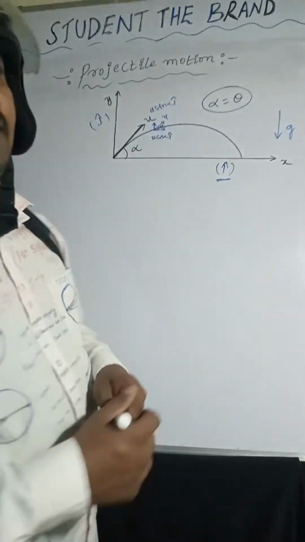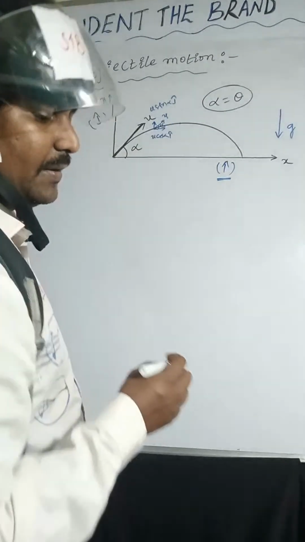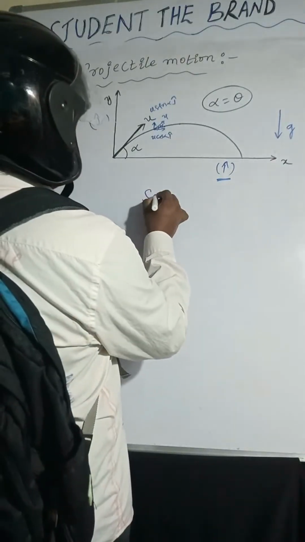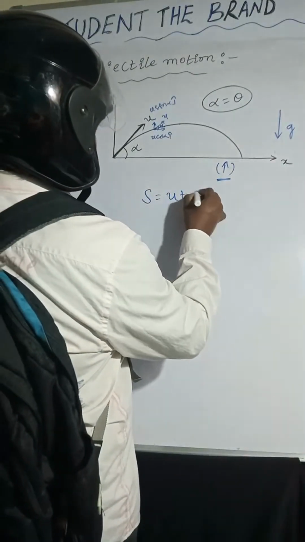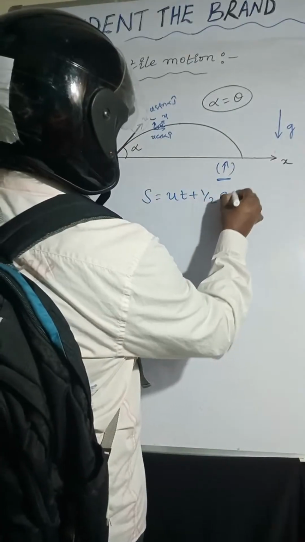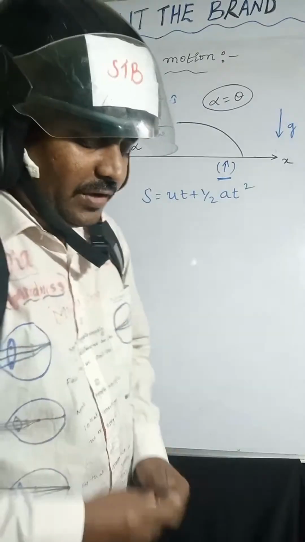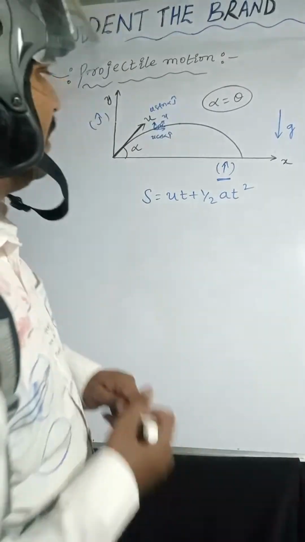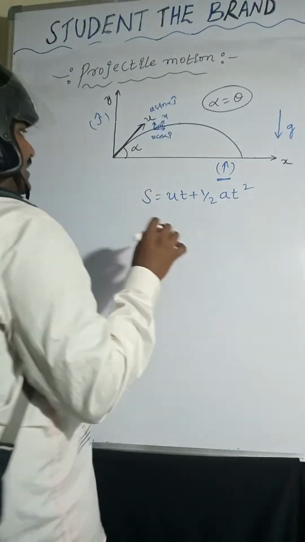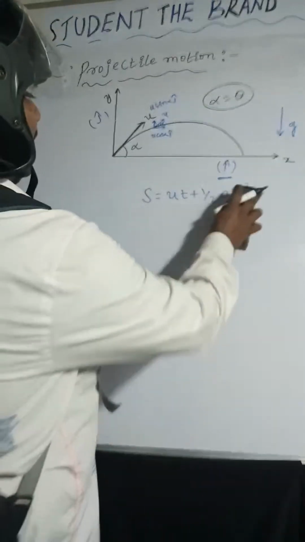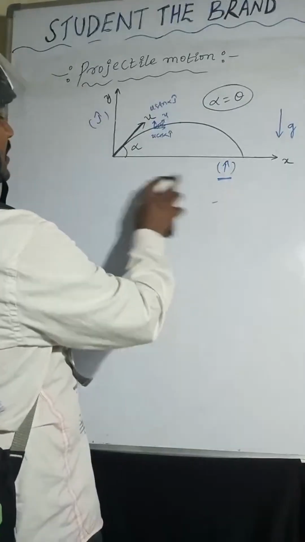Very important, listen carefully here. We know S equal to ut plus half at square. We know this formula, right? Now, before that, I will give all the equations.